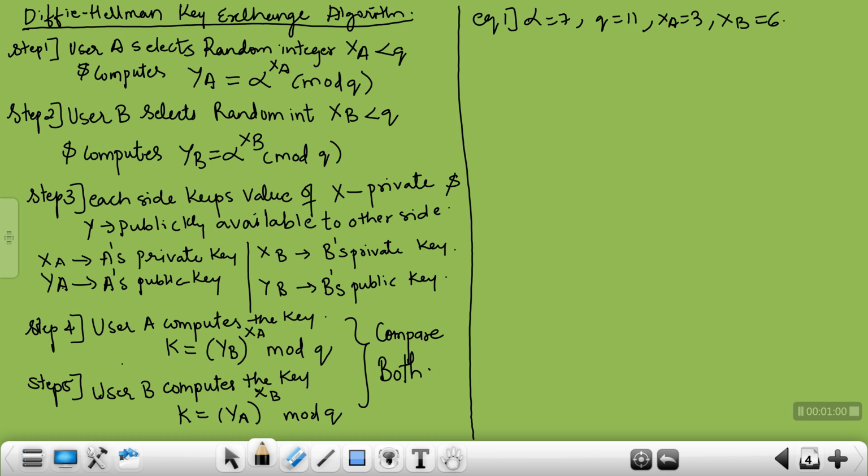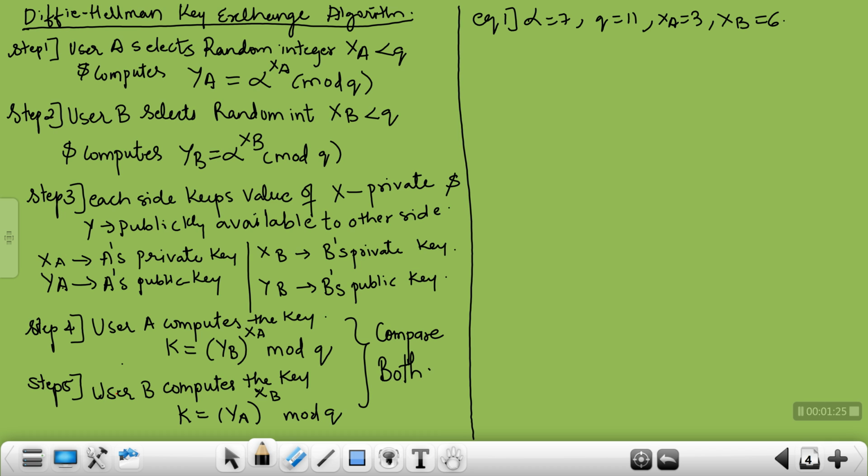Now what happens in Diffie-Hellman key exchange is each side, for example, A wants to send data to B. A will have its own private key, B will have its own private key. They are not going to share their private keys because they are private to both of them. But the public key which is present with A will be shareable with B, and the public key which is present with B will be shareable with A.